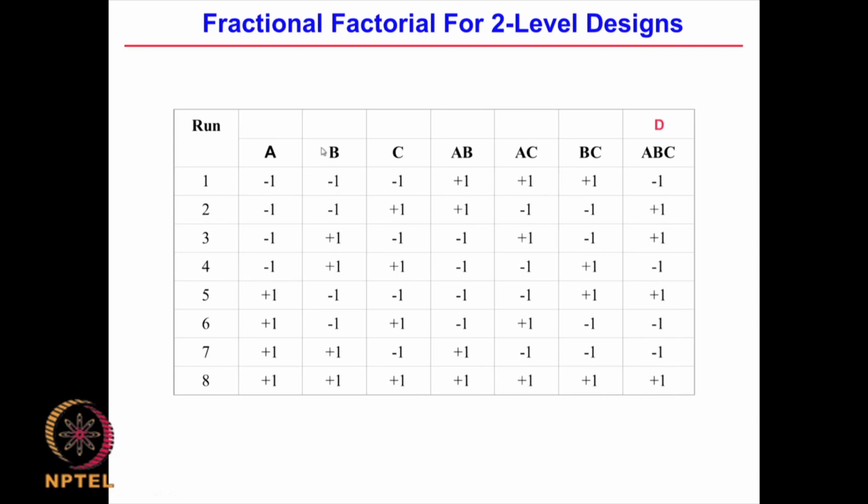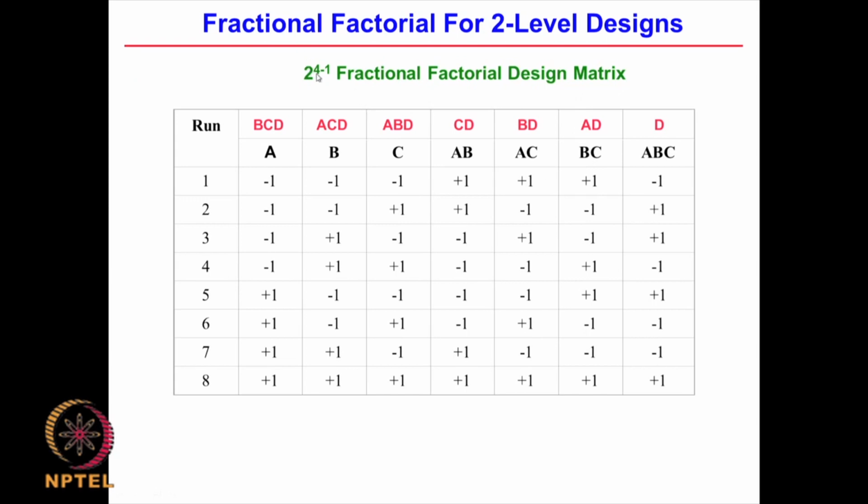Then what happens? Just like AB, BC, AC, we can also have AD, BD, CD, and if we do that, interestingly they all come like this. So each main effect is interacting with the 3-way interaction. A is interacting with BCD, B is interacting with ACD, C is interacting with ABD, and these variables are also interacting with each other: CD interacting with AB, BD interacting with AC, AD interacting with BC, and so on.